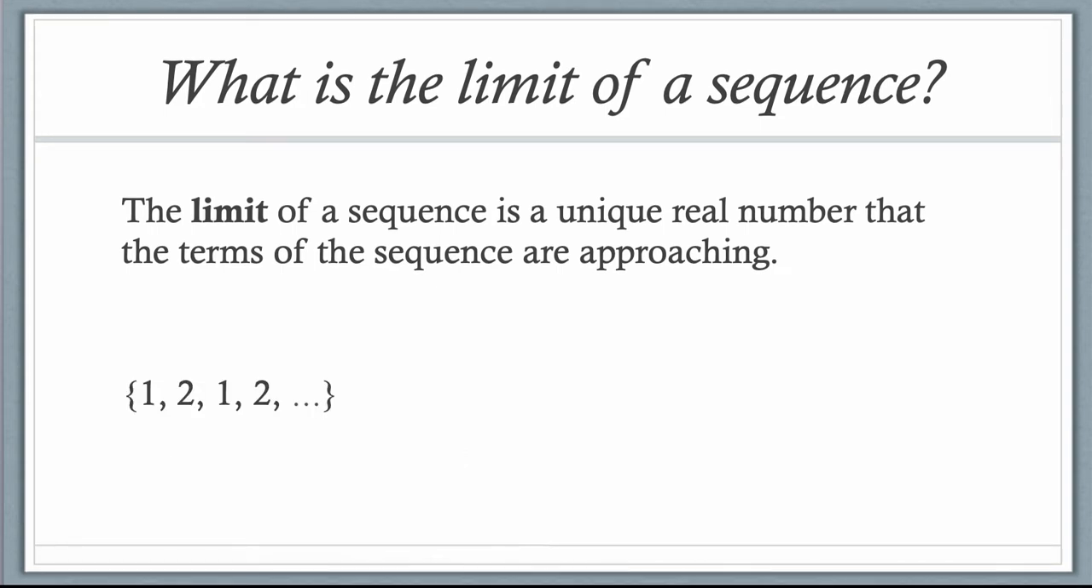Now here's a sequence that actually does not have a limit. So this sequence goes 1, 2, 1, 2, 1, 2, 1, 2, back and forth between these two numbers. So my terms of my sequence aren't getting any larger, they're not getting any smaller, and they're not approaching any number that's in between -infinity or infinity. They're just going back and forth between 1 and 2. So we would say that this limit does not exist. There is no limit for this sequence.